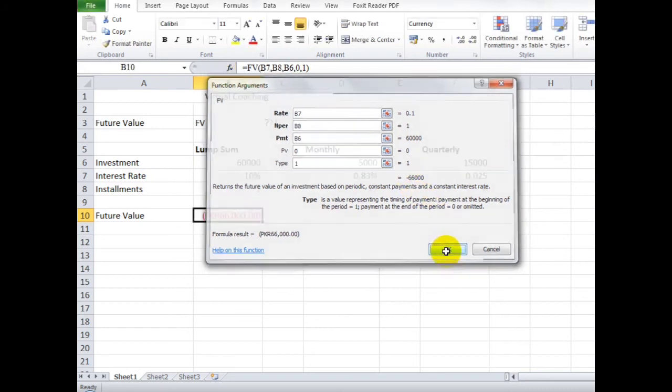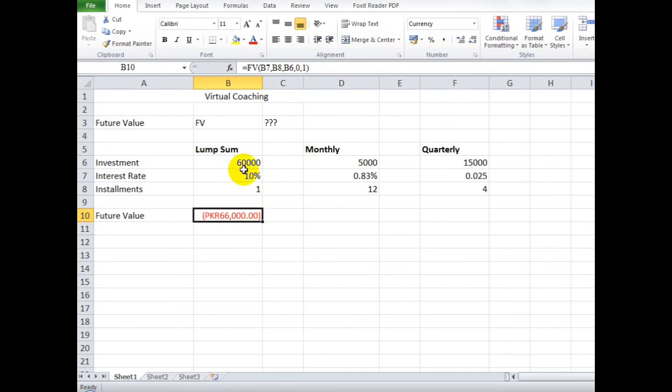So if we deposit 60,000 rupees in a saving account for 1 year with a return of 10%, we will be getting 66,000 rupees. Now this value is in minus, which means that we are paying it out. So in order to get this value as positive, we have to show this amount as an outflow of money because we are paying it. So our 60,000 has to be in minus, and this will give us a positive value of 66,000.